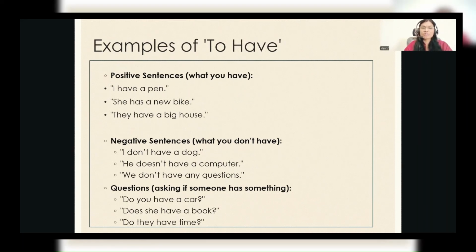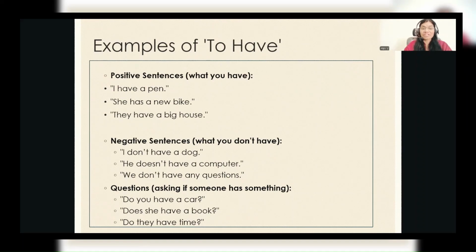So, you just use the verb do or does to form questions. When you use do or does, remember the verb to have remains the same. It will not become has, so it will remain have. So, do you have a car? Does she have a book? Don't say does she has. Does she have a book?